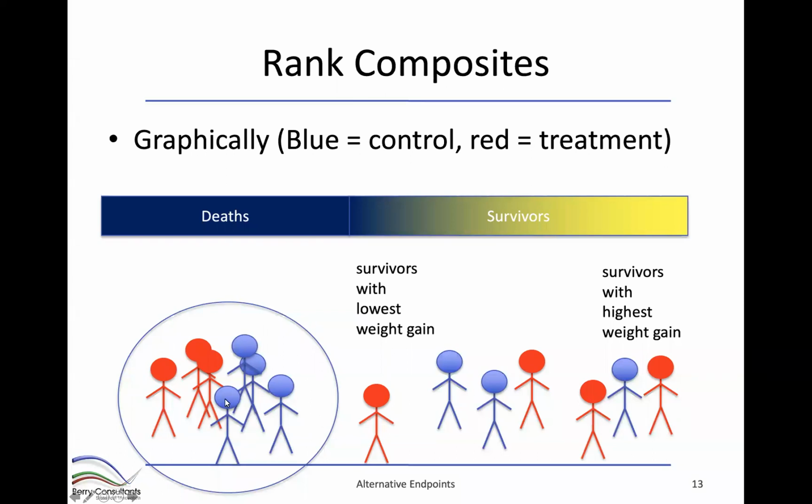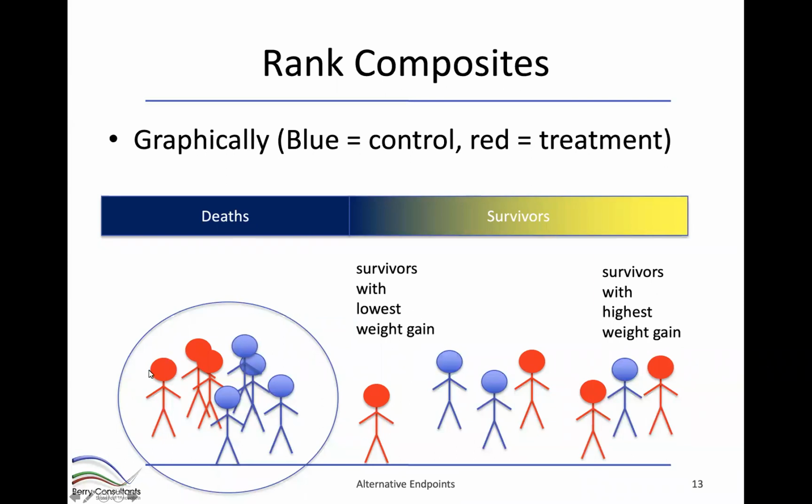You could, in an oncology study for example, rank the deaths by the time that they occur. But here they're all the same. And then among the survivors, I've tried to get this as a continuum, so that's what the shading indicates. This would be the survivor with the lowest amount of weight gain, and then on up to the survivors with the highest amount of weight gain.